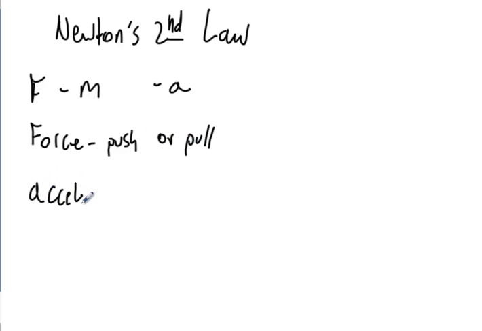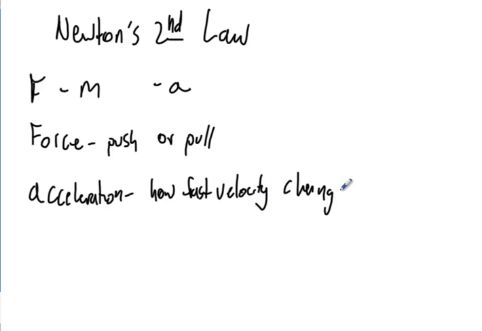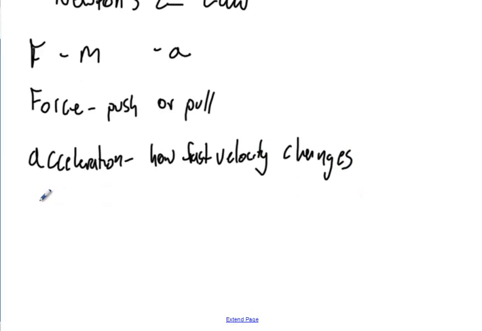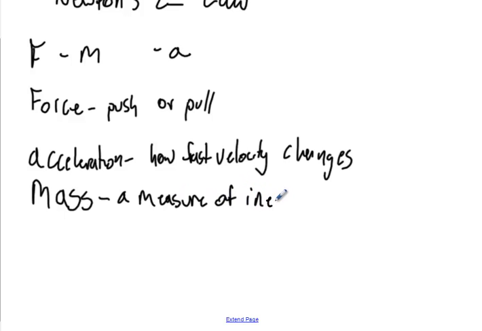Acceleration is how fast velocity changes. How fast velocity changes. Okay? And then finally, mass, which we have in the past defined as the amount of matter in an object. That definition is true, but it is also a measure of inertia. Now remember, inertia is the tendency of an object to resist a change in its motion.